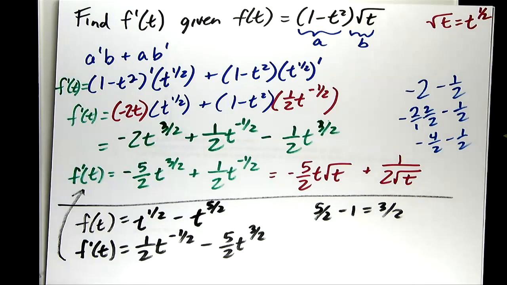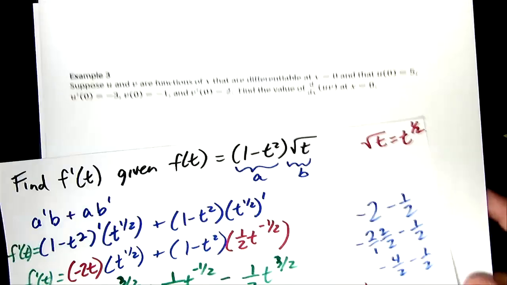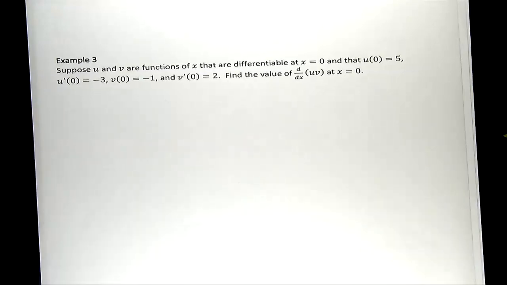All right, so they'll give you problems like this. Suppose u and v are functions of x that are differentiable at x equals 0. And they give us values of each of those things. U of 0 equals 5. U prime of 0 equals negative 3. V of 0 equals negative 1. And V prime of 0 equals 2. Find the value of the derivative of the product of u and v at x equals 0.